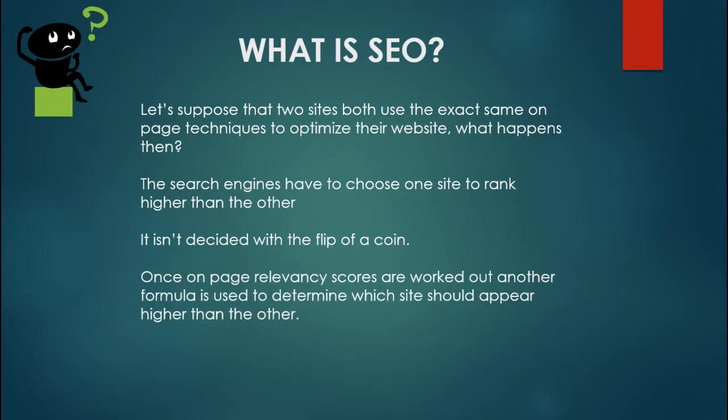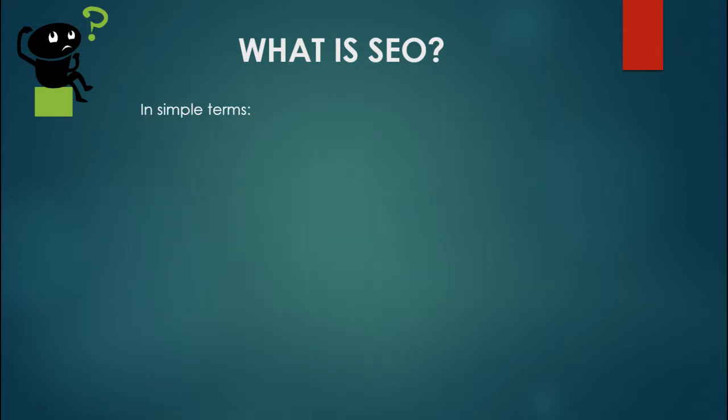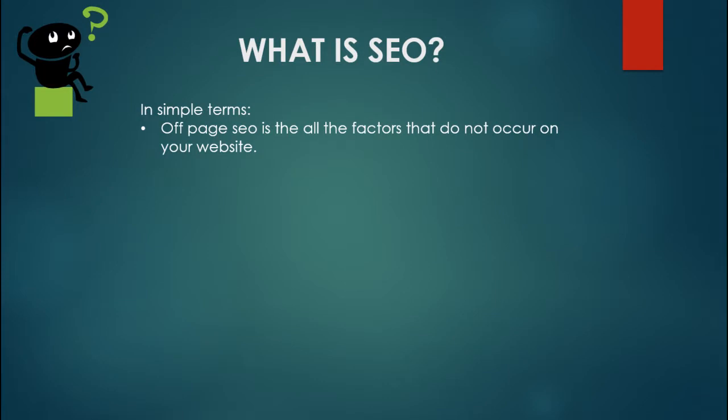Once on-page relevancy scores are worked out, another formula is used to determine which site should appear higher than the other. This now leads us on to off-page SEO. In simple terms, off-page SEO is all the factors that do not occur on your website.